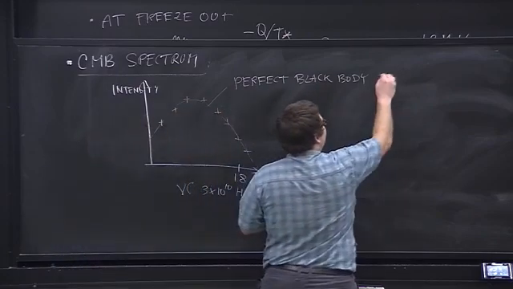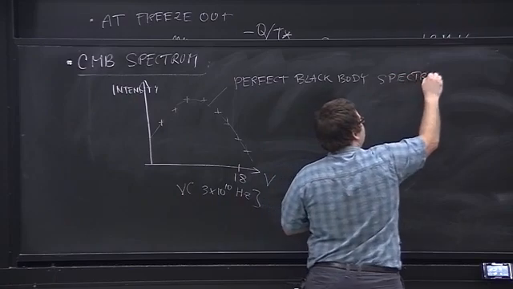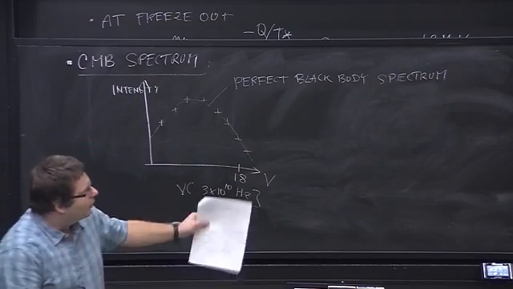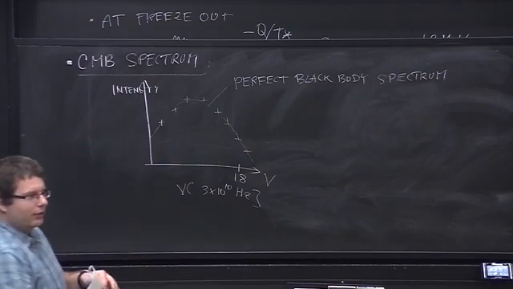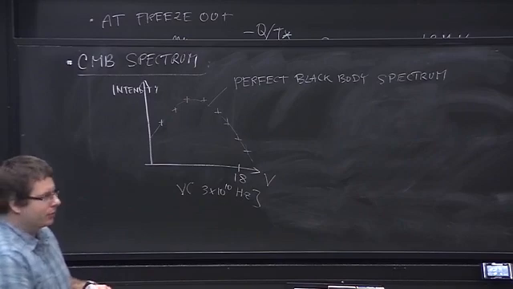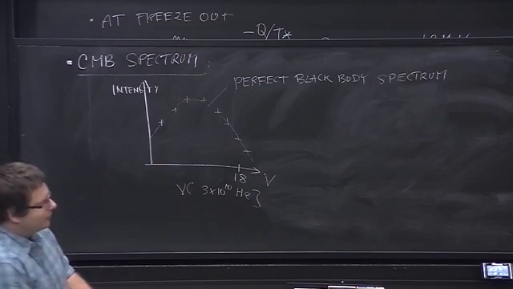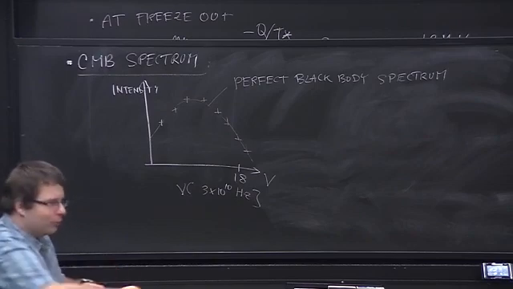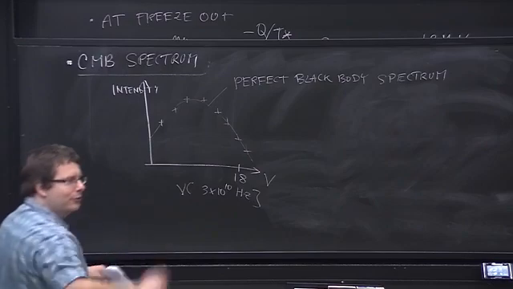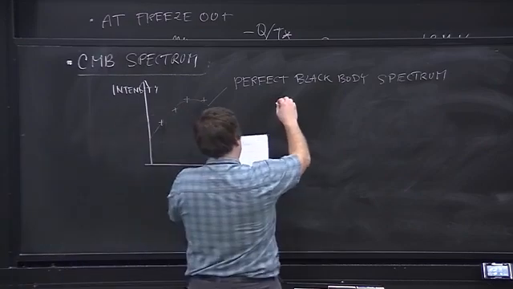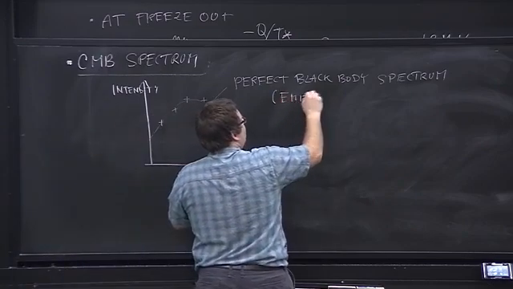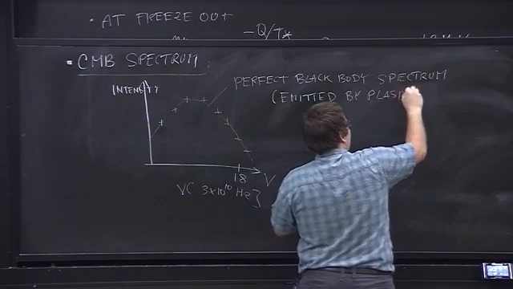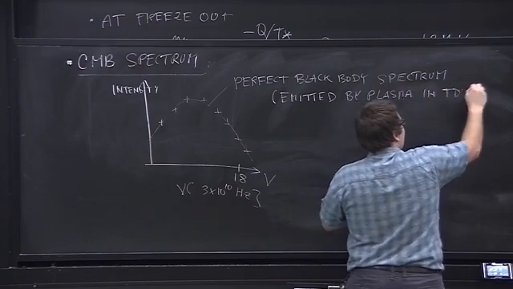Or Planck spectrum. So it tells you that actually when the radiation was released, your plasma was in perfect thermodynamic equilibrium. Just before the surface of last scattering, everything was in perfect equilibrium, and then suddenly, like you remove the wall, the photons go to you, emitted by plasma in thermodynamic equilibrium.